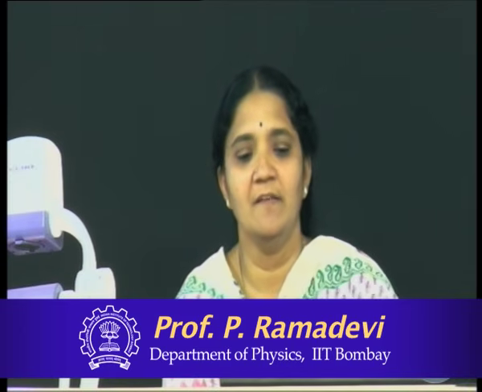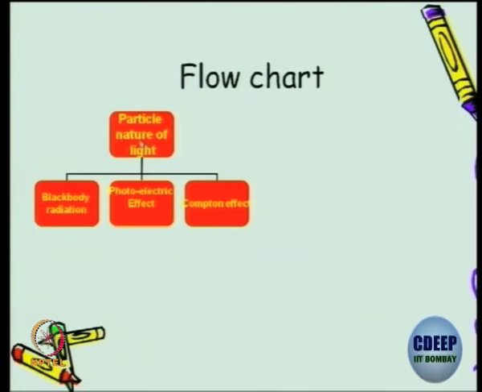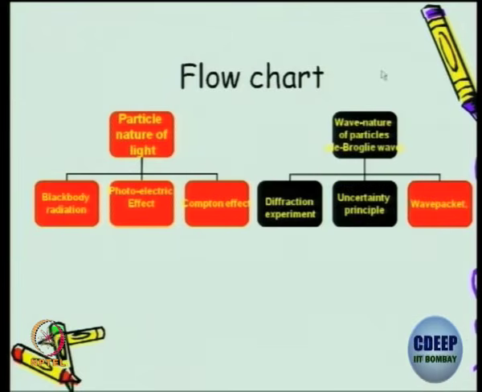Okay, so just to summarize, I will put it as a flow chart. So, we have seen the dual nature of light. Light is usually a wave, but we can see the particle nature from black body radiation, photoelectric effect and Compton effect. Usually particles are particles, but you can look at the wave nature of particles; they are called matter waves or de Broglie waves. To explain them, you can look at diffraction experiments, the uncertainty principle, and you can also look at a superposition of various waves to look at the group velocity to see the wave packet. So, these are ways of looking at the wave nature of the particles.